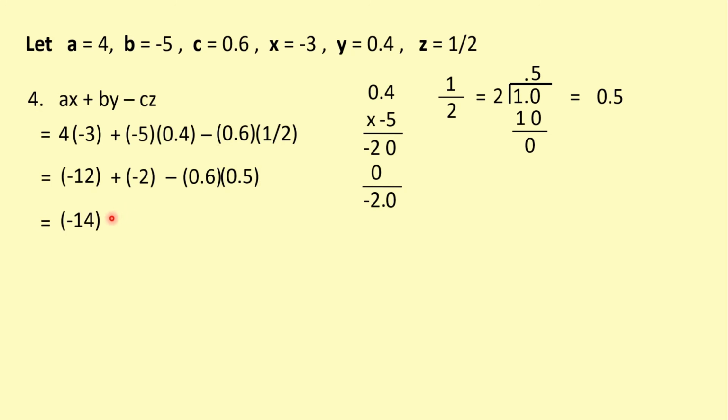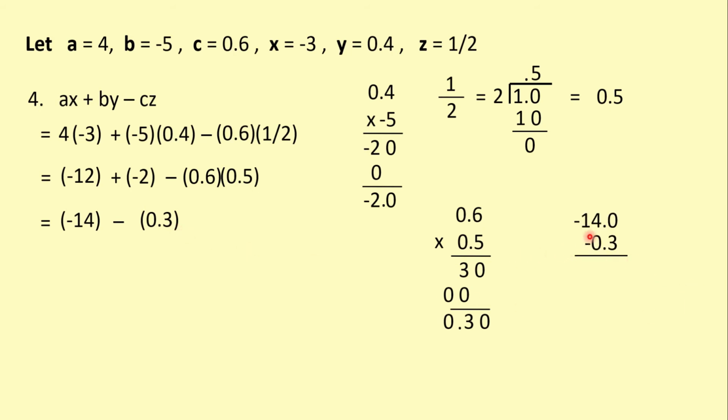Then simplify lang natin. Negative 12 plus negative 2 is negative 14 minus 0.6 times 0.5 is, pakita natin dito, 5 times 6 is 30, 5 times 0 is 0, or 0 times 0 is 0. Then bring down, move tayo ng dalawang decimal places kasi dalawa silang 0.6 and 0.5. Okay, so 0.6 times 0.5 is 0.3. Then subtract lang natin, negative 14 minus 0.3 is equivalent to negative 14.3.